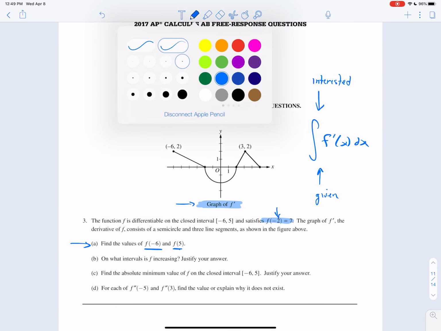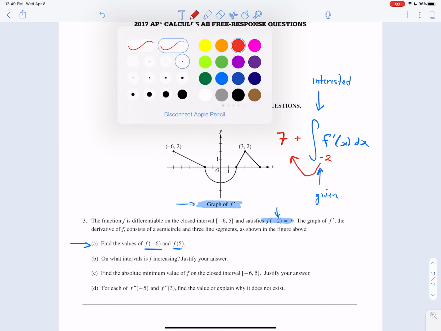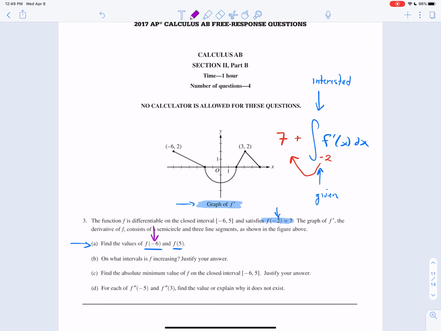Okay, so what we want to do here is plug in negative 2, but that means you have to consider where you started. So at f of negative 2, that's going to be a positive 7. Okay, what you're interested in, separately, you're going to put in negative 6 and then 5. So negative 6 here, and then later on we're going to do it with 5. Okay, but we'll start off with this. Notice how the bounds here are a little bit backwards, so I'm going to go ahead and reverse that just so it looks a little bit easier to understand.